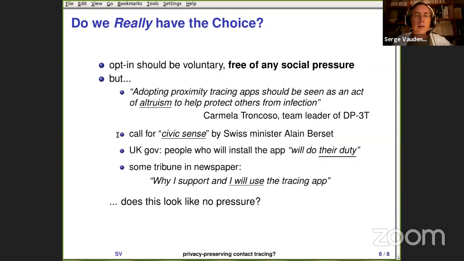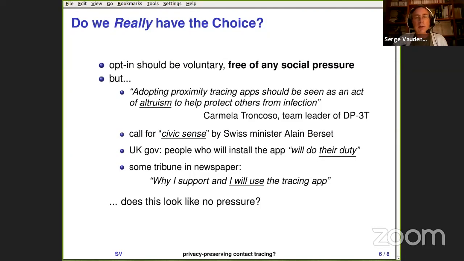Our health minister in Switzerland, Alain Berset, is calling on the civic sense of people to volunteer. In the UK, the government is telling people who install the app that they will do their duty. And there are also some politicians writing tribunes explaining why they will use a tracing app. If this is not pressure, I don't know what no pressure means. Here it's clear that people will have pressure. If some people have a good reason not to use this app, they will be taken as people who don't want to protect others, who don't have civic sense, and who don't do their duty. It's clear to me that this freedom of choice is just an illusion. About the matter of choice, we can also wonder what kind of choice we have.